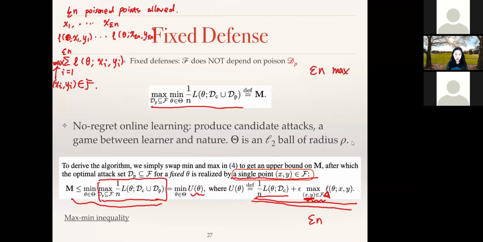Now if you wanted to do that, as long as you pick all the points to be the ones that maximize the loss, you get the worst scenario. And that's why they say this is realized by a single point, xy, in F. That's even simpler, right?